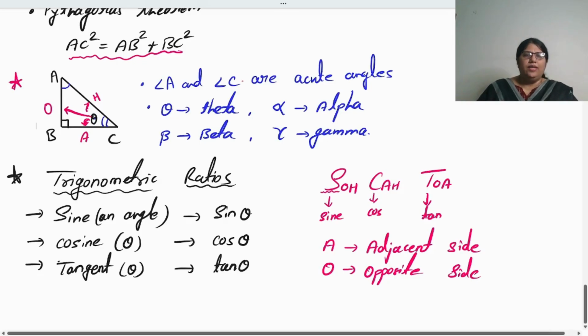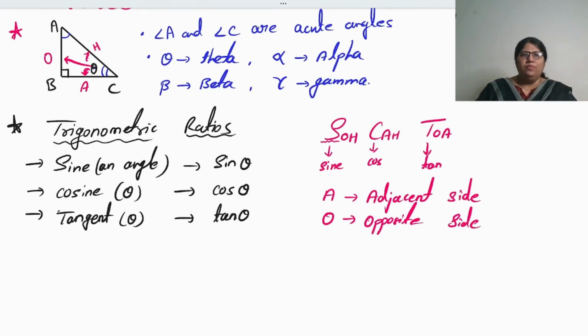Okay. Now, how do we use this SOHCAHTOA? If you will see here, the first one is sine theta, where theta is angle C. So sine theta is nothing but opposite by hypotenuse. You can see here, sine is opposite by hypotenuse. Cos is adjacent by hypotenuse, because this is a ratio, and tan is opposite by adjacent, right?